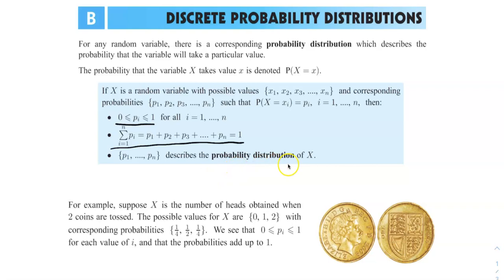Now, the key thing is that when we're talking about x, we're talking about one outcome. So let's look at this example. For example, suppose x is the number of heads obtained when 2 coins are tossed. That's the key part. Suppose x is the number of heads obtained when 2 coins are tossed.